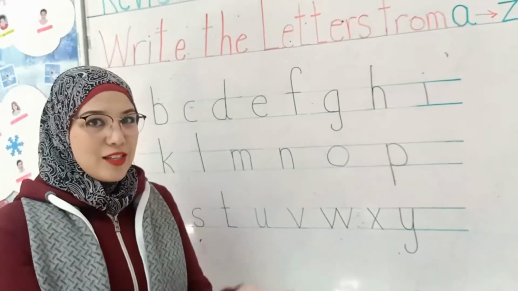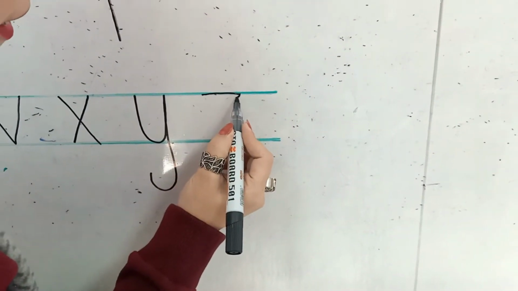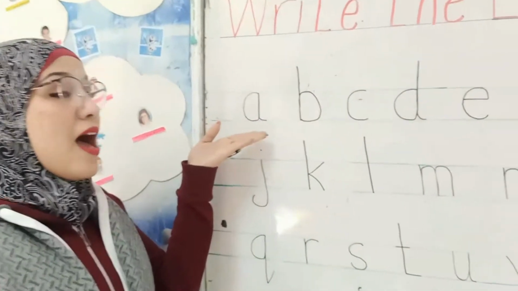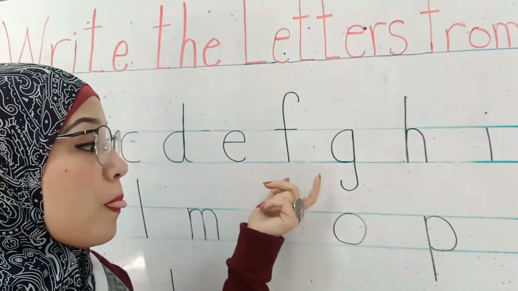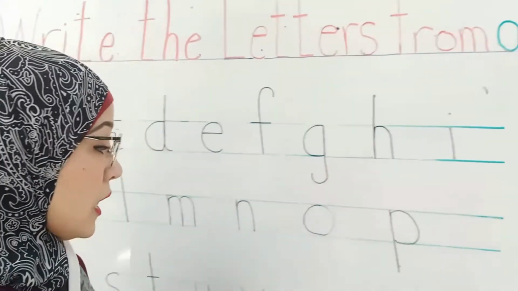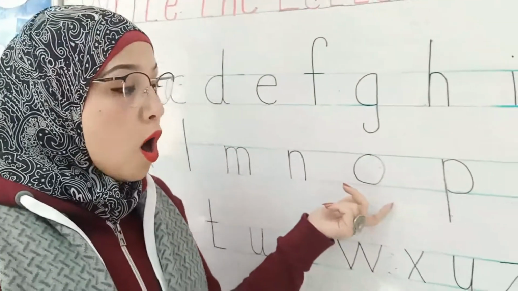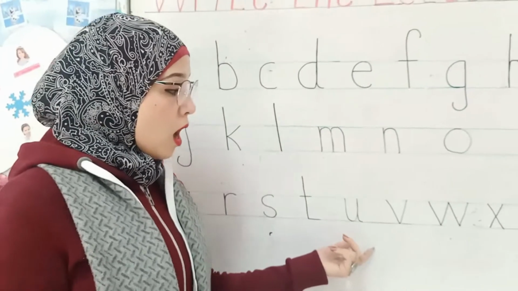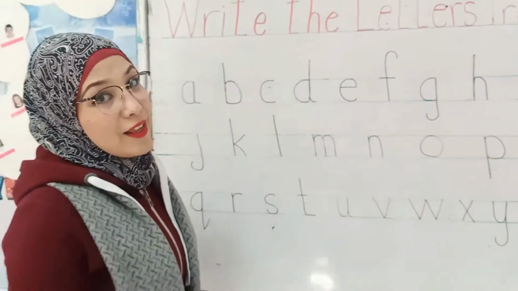After Y, the last letter is Z. Z. How great letter Z? Starting point, sleeping stick, down a slash and sleeping stick. Now, can you repeat all of the letters after me? A, B, C, D, E, F, G, H, I, J, K, L, M, N, O, P, Q, R, S, T, U, V, W, X, Y, and Z. Don't forget KG1, you have to write all of the letters between the two lines.